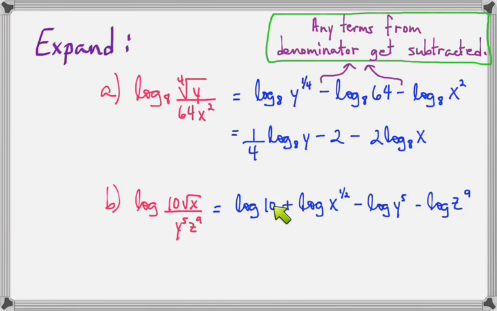Log of 10 would be 1 because the exponent that changes 10 into 10 is, well, 10 to the first is 10. Okay, so that's 1. Then all I can do here is take this exponent, shift it to the front. Same thing on this term, take that exponent, shift it to the front. And same thing here, take that exponent, shift it to the front. That's all for that one.